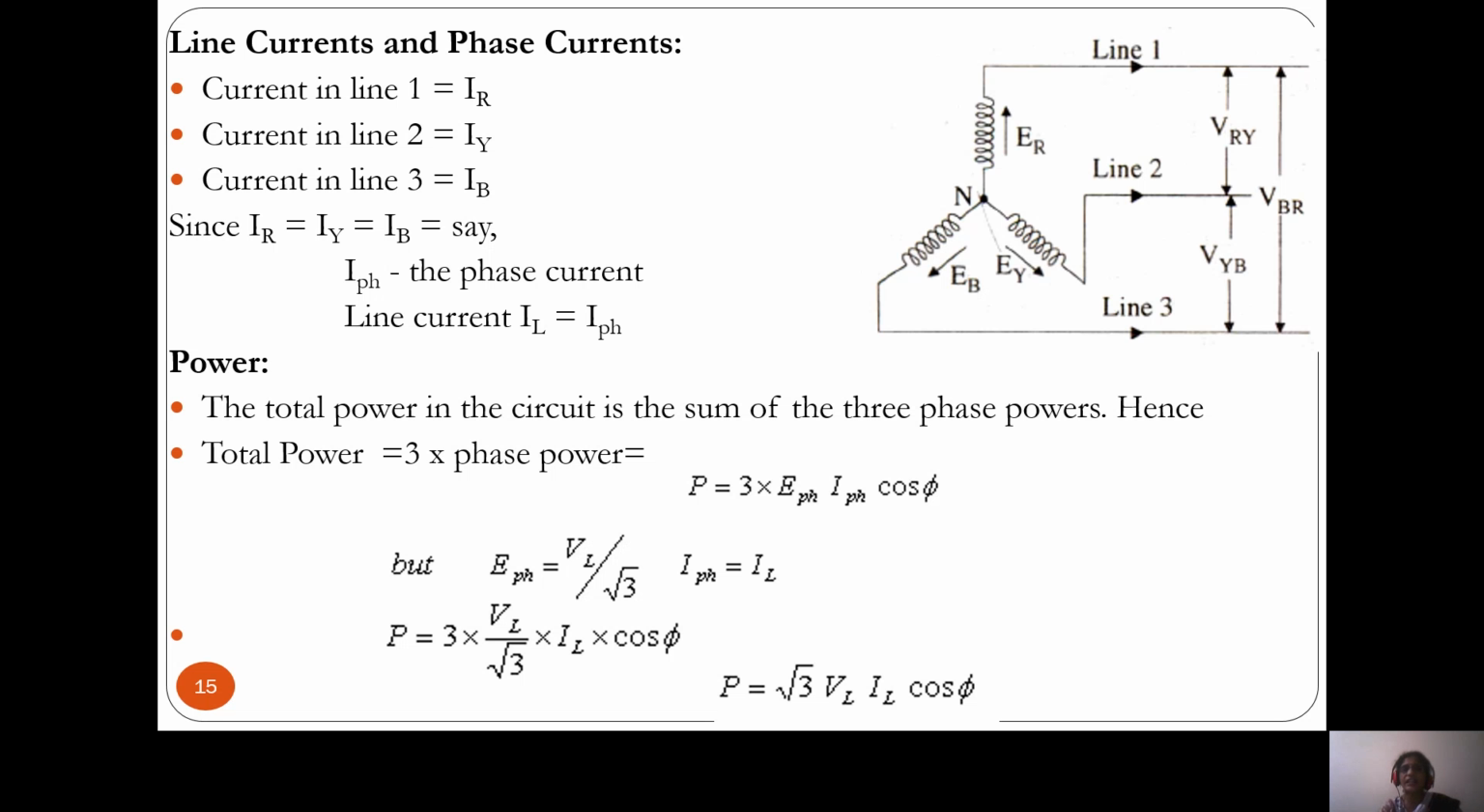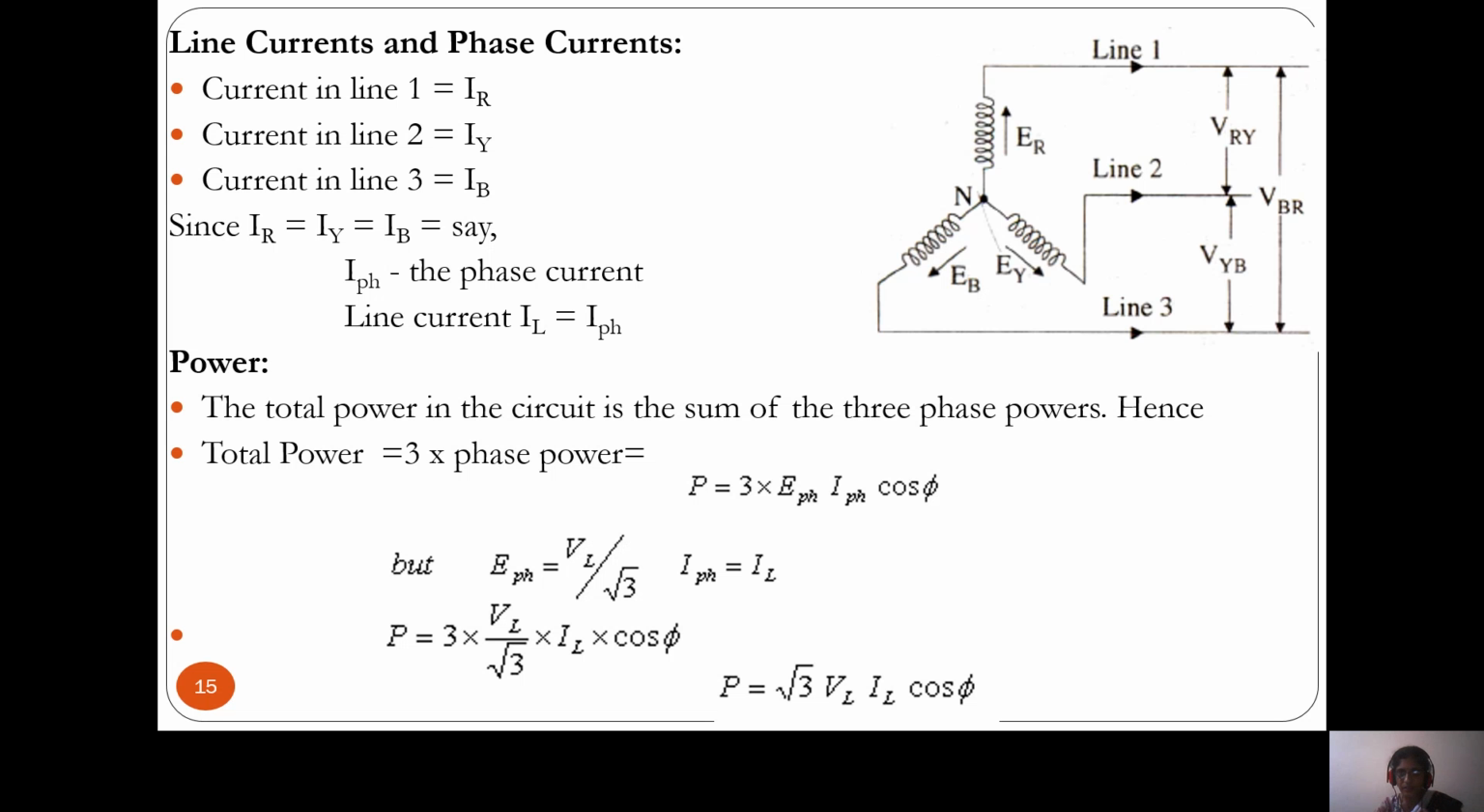Generally, current in line 1 is equal to IR, current in line 2 is equal to IY, and current in line 3 is equal to IB. Since IR is equal to IY, that is equal to IB, I phase is the phase current. So the line current is equal to the phase current. In star connection, line current is equal to phase current.